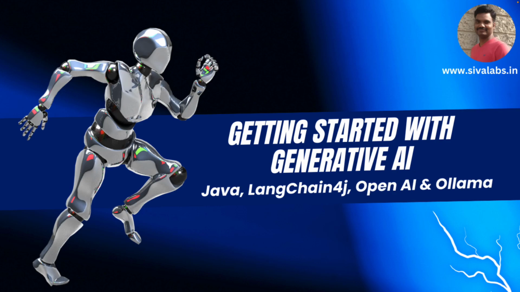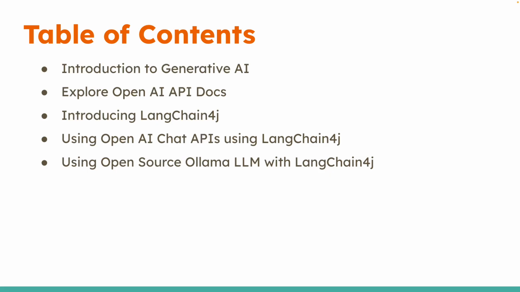Welcome to SivaLabs. In this video, we are going to learn how to get started with generative AI based applications using Java and the LangChain4j library. We are going to use large language models like OpenAI, and we are going to see how to use open source LLMs like Ollama. We are going to briefly talk about what generative AI is and some use cases where we can leverage generative AI.